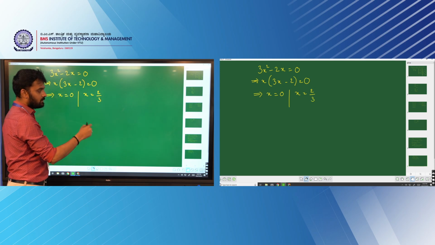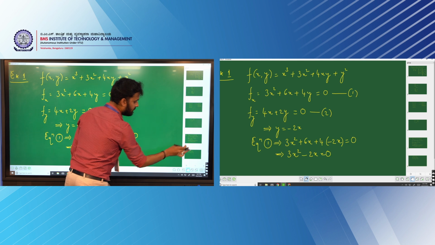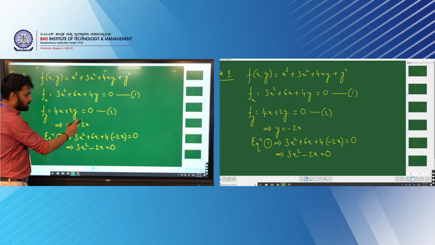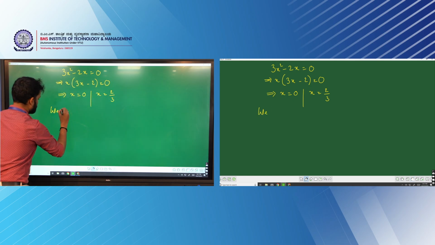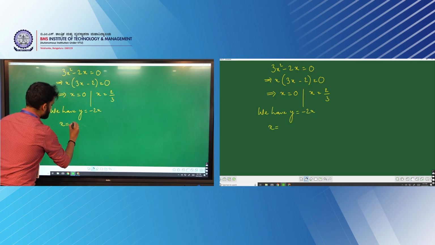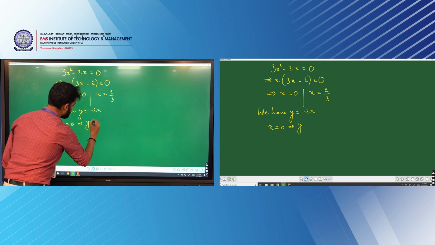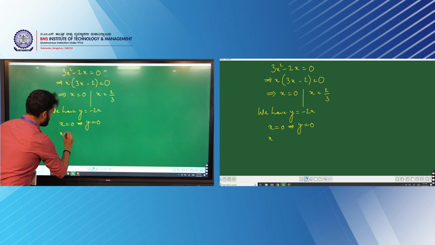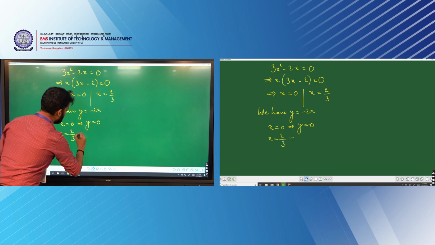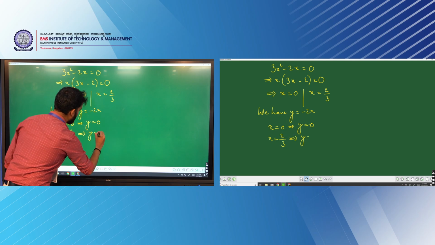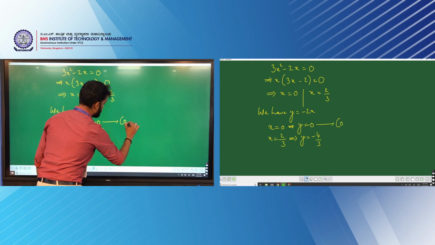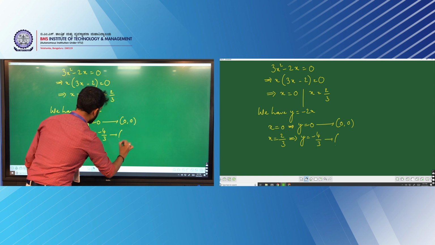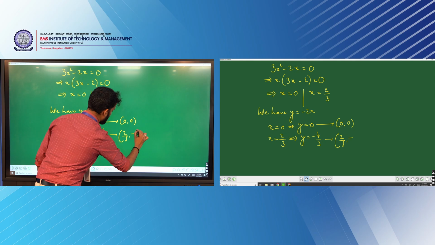So this we can substitute in the earlier condition that we had. You can just see that here: y is equal to minus 2x we had. So if I plug in the values of x that we got right now, we'll be getting the two critical points. So y is equal to minus 2x. If x is 0, the first value of x, y will also be 0. If x is 2 by 3, then the value of y is going to be minus 4 by 3. So basically the first one is going to give me the first critical point 0, 0, and the second one is going to give me the second critical point 2 by 3 comma minus 4 by 3.